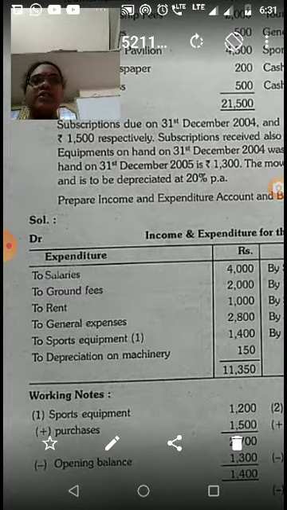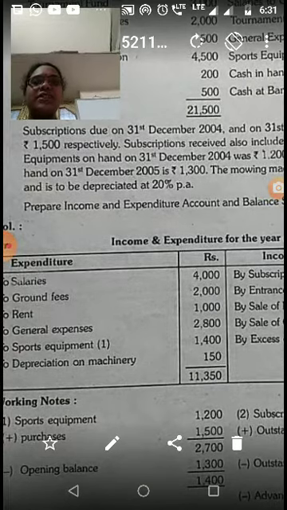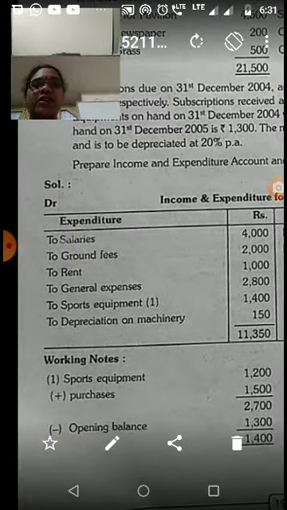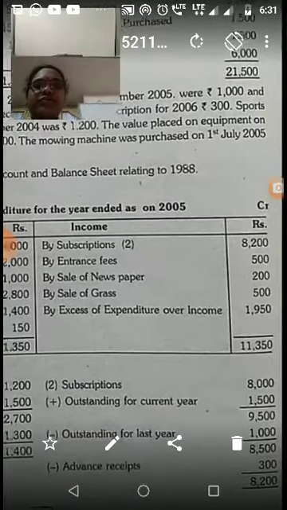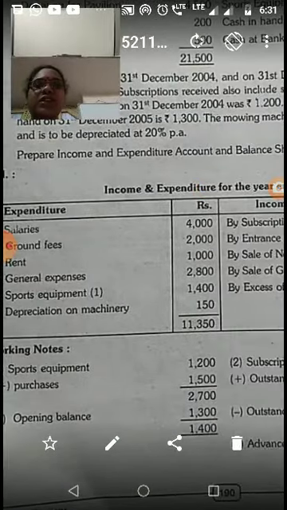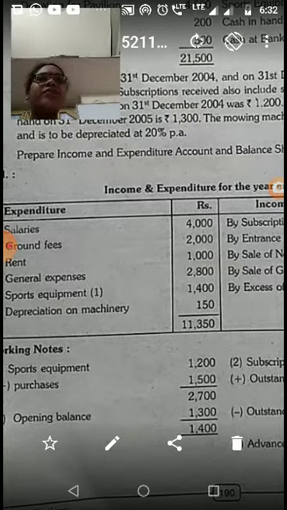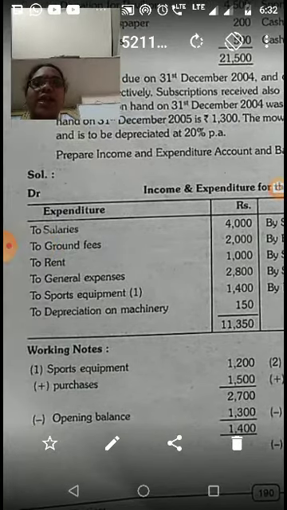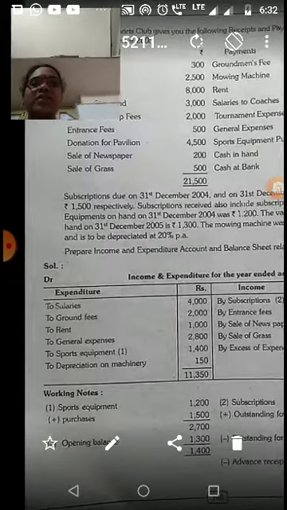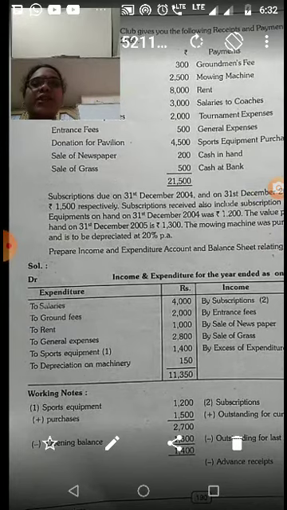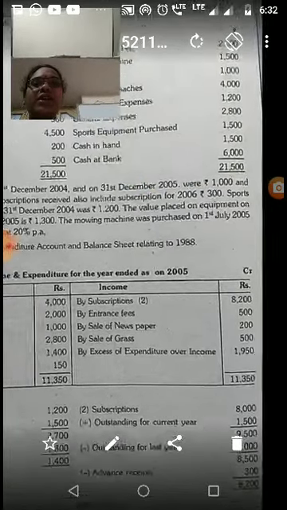Next, here depreciation. We have adjustments for sports equipment. Sports equipment value is 1200, given in the problem. Add purchase of sports equipment 1500, 1200 plus 1500 is 2700, minus closing balance of sports equipment 1300, 2700 minus 1300 is 1400. Here sports equipment 1400. To depreciation on machinery 150. Credit side of the income.